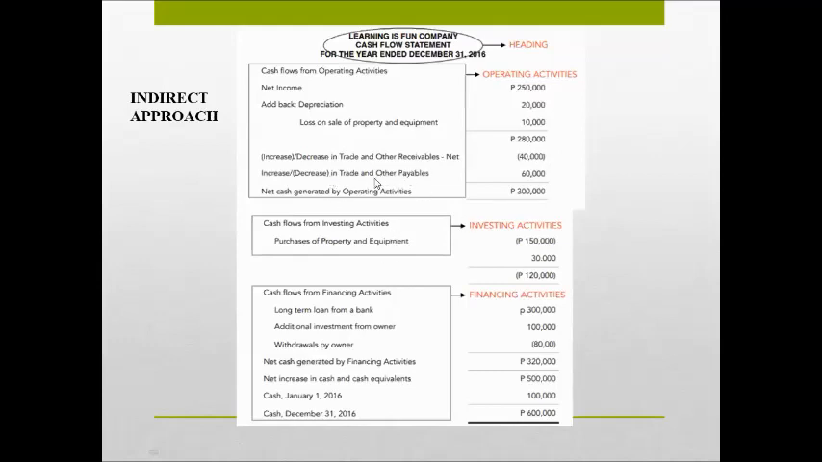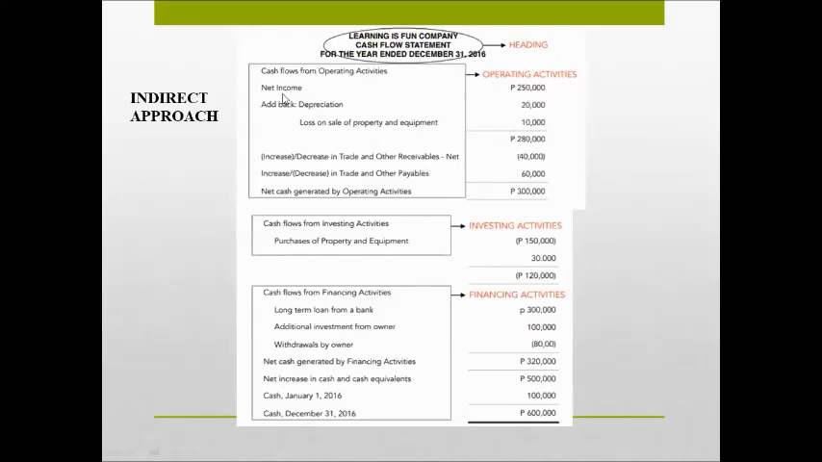Kabaliktaran naman sa payables, increase kapag dumagdag yung utang natin. Kumbaga, mga future payments natin to, kaya kailangan natin siyang i-add back. And decrease kapag binayaran na natin yung utang natin. Outflow na siya kasi nagbayad tayo, naglabas tayo ng cash, kaya mamamaminus na siya. Again, kapag increase in payables, i-add natin. Kapag decrease in payables, i-minus natin. So, ganun lang naman kadali ang indirect approach.